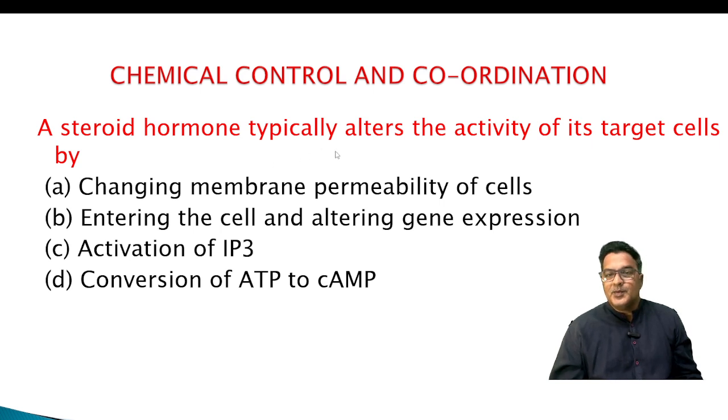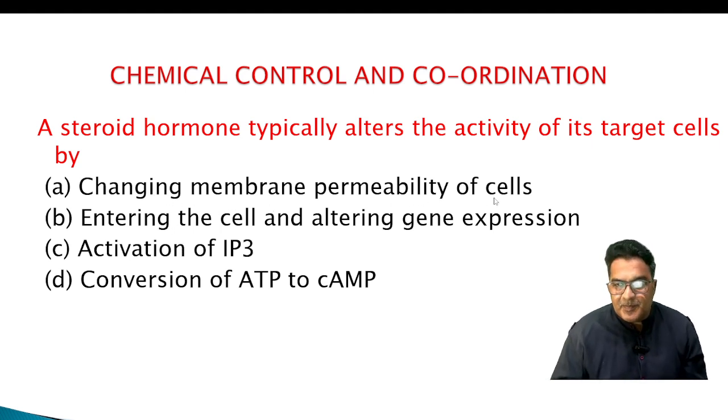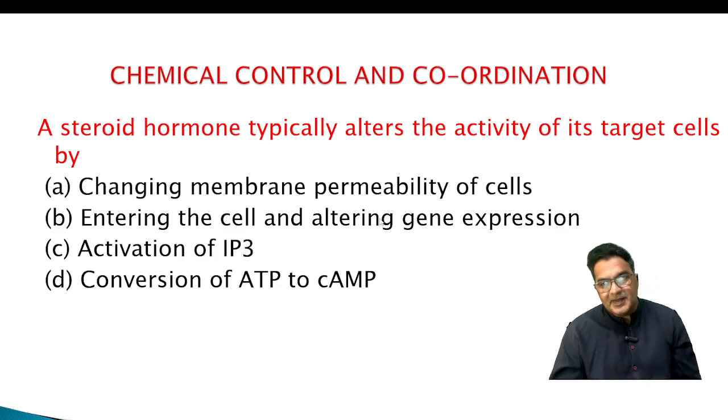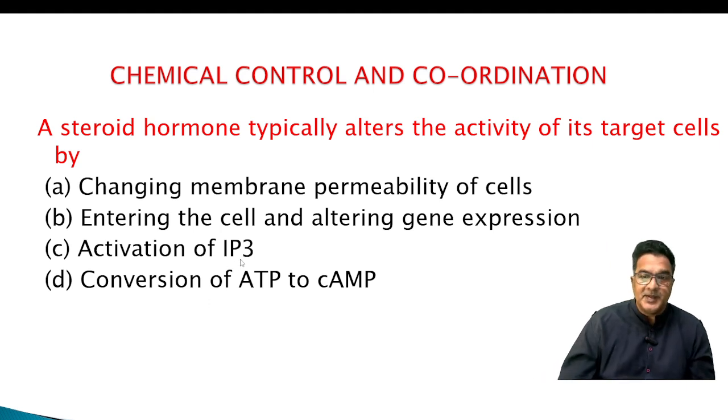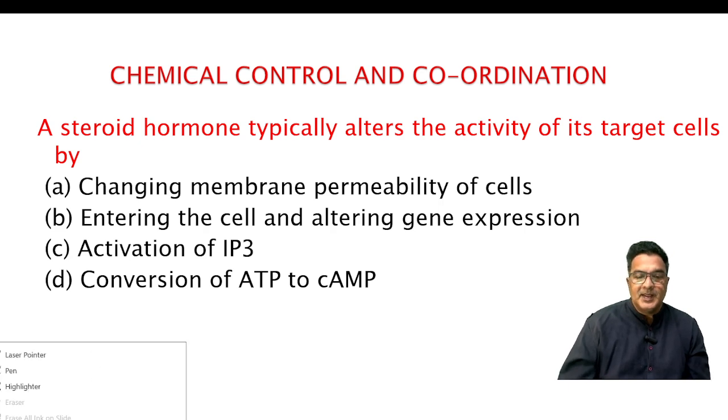A steroid hormone typically alters the activity of a target cell by: changing membrane permeability of the cell, entering the cell and altering the gene expression, activation of IP3, or conversion of ATP to cyclic AMP. IP3 means inositol triphosphate.